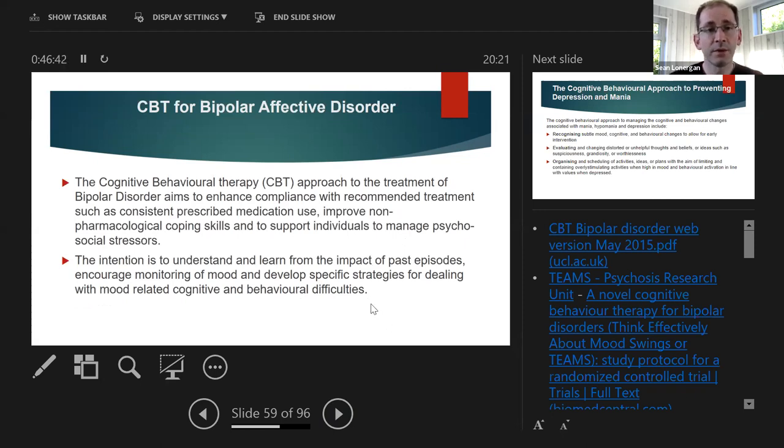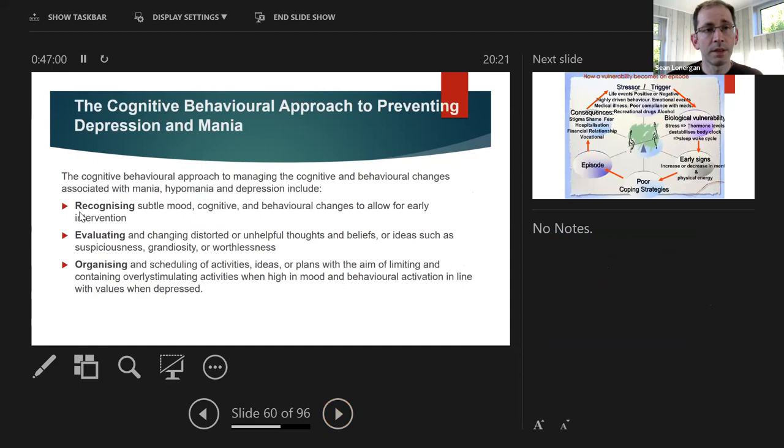The intention is to understand and learn from the impact of past episodes, encourage monitoring of mood, and develop specific strategies for dealing with mood-related cognitive and behavioral difficulties. So we look at ascending behaviors for high mood and descending behaviors and thought processes for low mood. So we're looking to recognize subtle mood, cognitive, and behavioral changes to allow for early intervention, evaluate and change distorted and unhelpful thoughts and beliefs, such as suspiciousness, grandiosity, or worthlessness, and organize and schedule activities so that you might limit or reduce overstimulating activities when going high, and use behavioral activation in line with values when depressed to be able to improve mood.